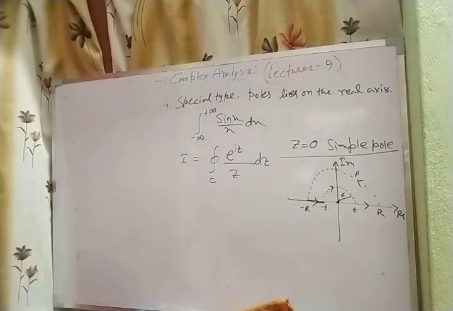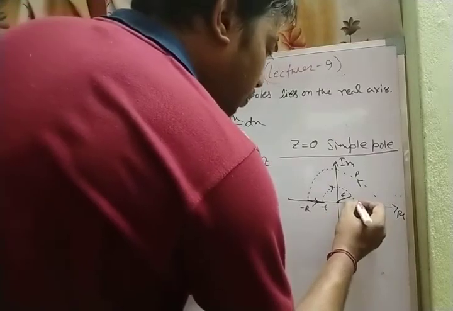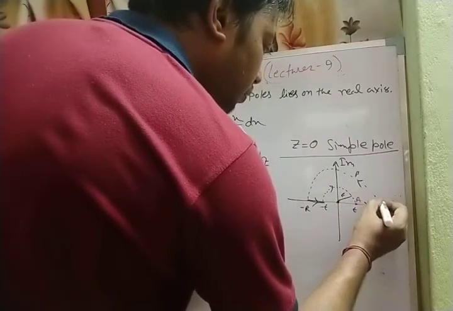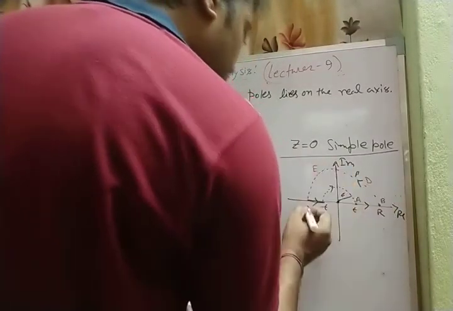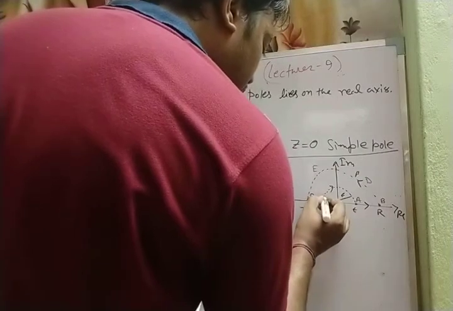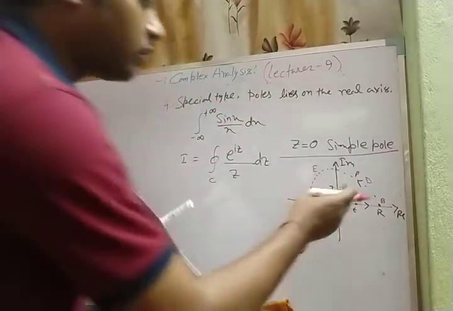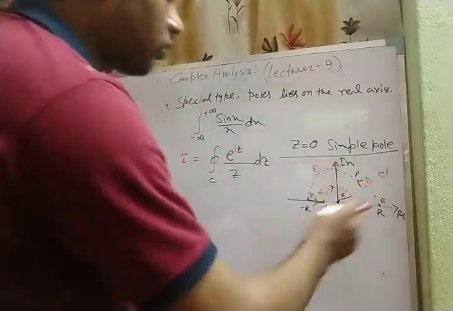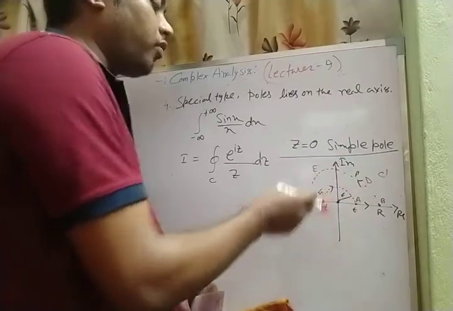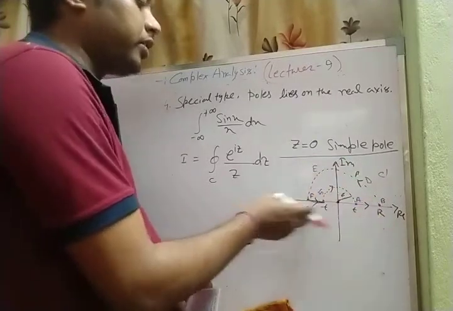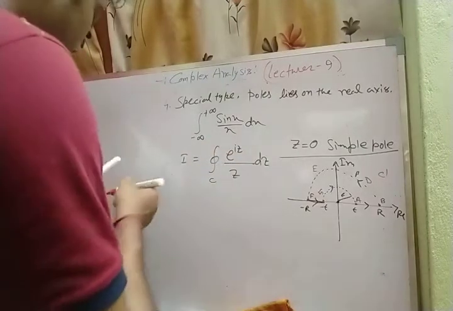Better if we name it. Now this point is known as A, this is B, this is D, this is E, this point is F, this point is G. And this contour is called C prime, the overall contour. It is anti-clockwise. Remember, the contour is anti-clockwise for minus r to plus r, that is minus infinity to plus infinity.